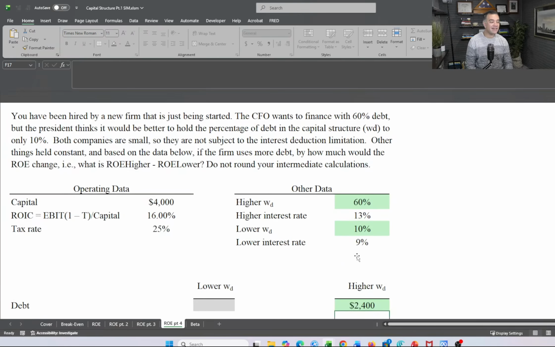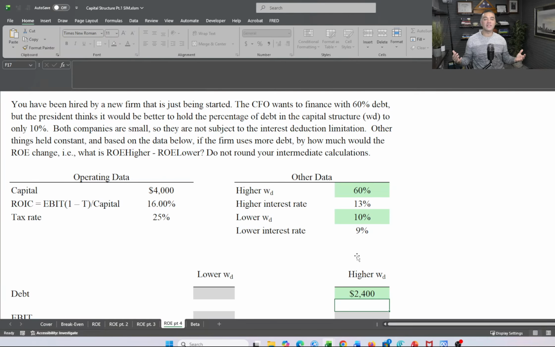What about EBIT? Is EBIT even given in this question? It is not given in this question. There's no EBIT, but if you notice over here, the operating data, we have ROIC, we know it's 16%, and then it equals EBIT multiplied times 1 minus T divided by capital. So rearrange this equation, right? I'm not going to touch ROIC or EBIT.